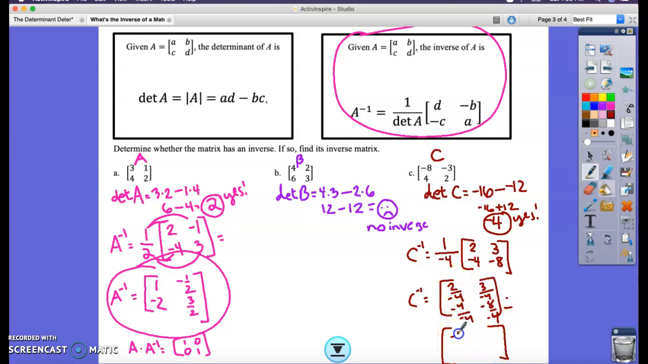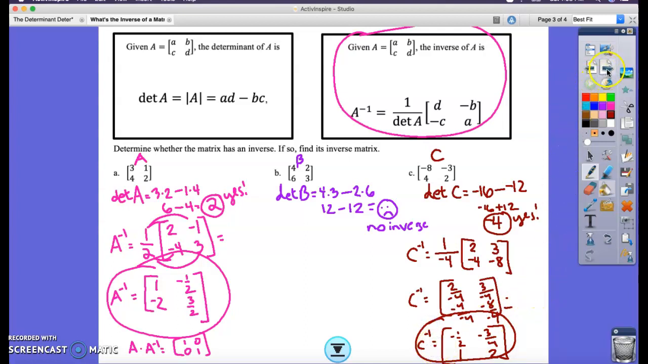This should be negative 1/2. This should be 3 over negative 4. And I don't really mind if the negative's on top, bottom, or floating out front. This should be positive 1, and this should be positive 2. So this is C inverse equals.